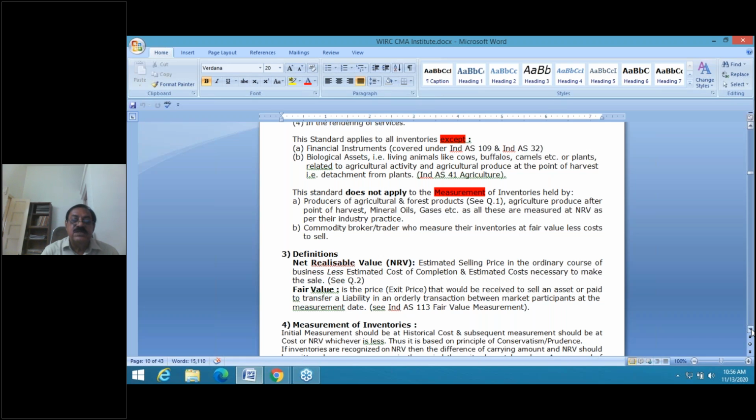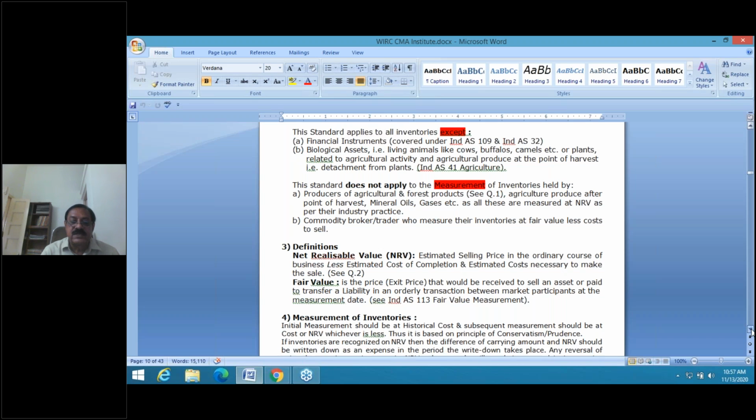Similarly, second is commodity broker or trader. They measure their inventories at fair value less cost to sell. So these are two exceptions so far as measurement of inventories is concerned. So now, friend, let's go to one illustration. As I said, first, producers of agriculture and forest products.